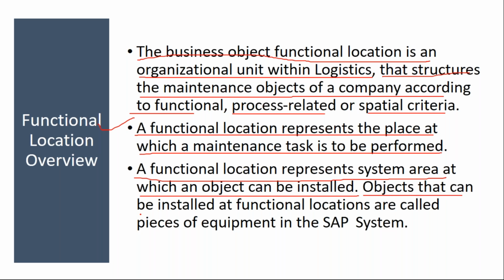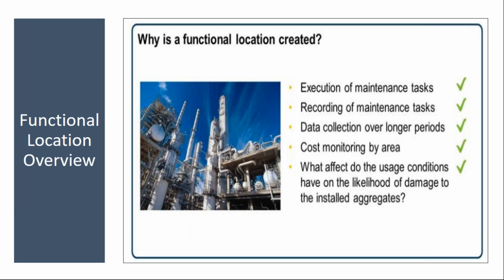Objects that can be installed at functional locations are called pieces of equipment in the SAP system. So these equipments we will see tomorrow. Basically today we are covering functional location. So functional location is normally an area where your machines are located, your equipments are located. So why do we need to create the functional locations? Why is a functional location created?